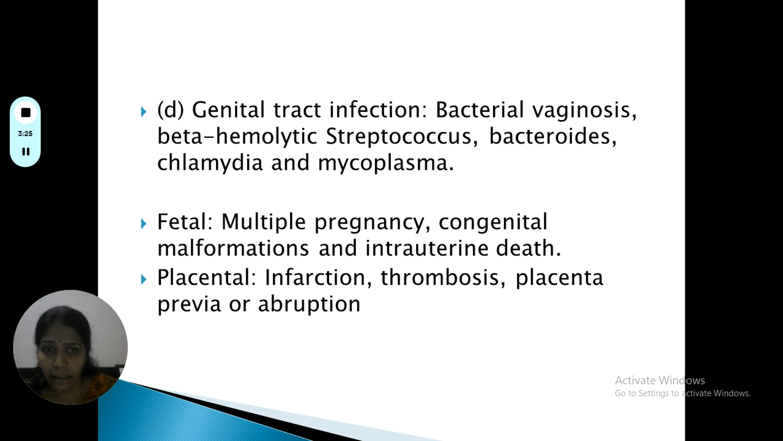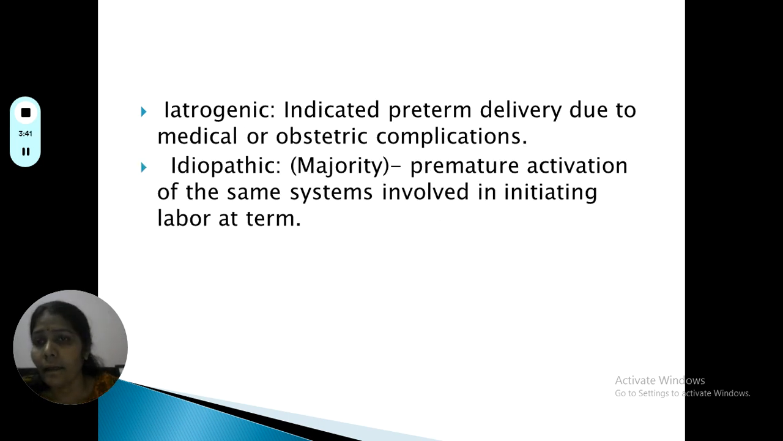Then what are the fetal factors that can lead to preterm labor? That is multiple pregnancy, congenital malformations of the fetus, and intrauterine death. The placental causes are the infarction, thrombosis, placenta previa, or abruptio placenta. These are the causes in the present pregnancy. Then, as we have discussed, iatrogenic, due to medical or obstetric complications where delivery is impending and we have to deliver the woman. Idiopathic, where in 50% we don't know what the cause is, that is the premature activation of the systems involved in initiating labor at term. Those are activated early and will lead to a preterm labor.